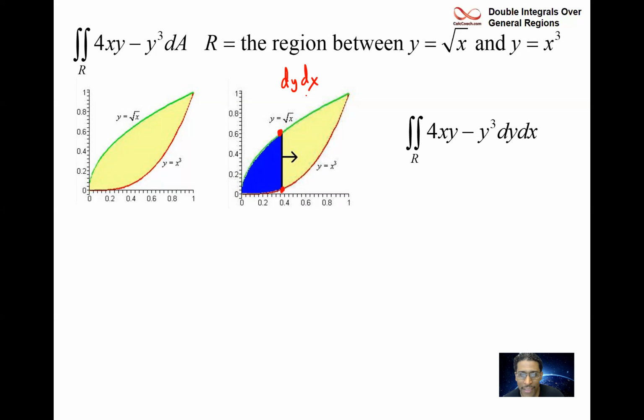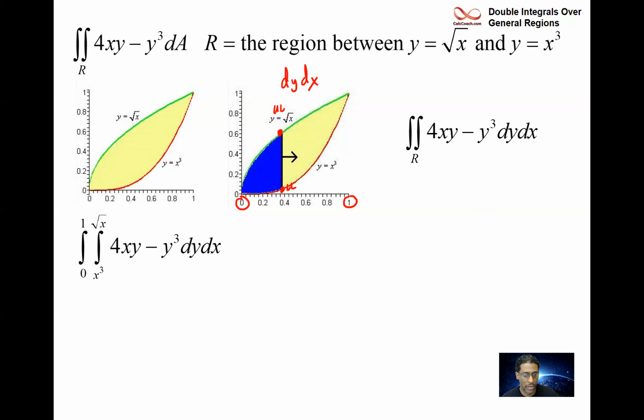Okay. So then the bounds on the inside are actual functions. Root x is the upper bound on the inside, and x cubed is the lower bound on the x side. We have the upper limit and the lower limit. And then this moves from left to right. We start at 0 and we're done at 1.